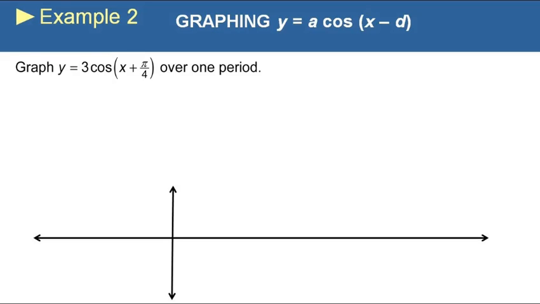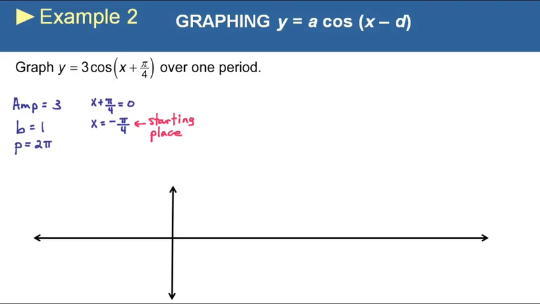Now let's look at y equals 3 cosine of x plus pi over 4. First of all, I see that a is 3, so the amplitude is 3, and b is 1. So the period is 2 pi over b, so the period is 2 pi. Now let's take our x plus pi over 4, set it equal to 0, and solve it for x. And we can see that the phase shift is pi over 4 to the left. The starting place is negative pi over 4.